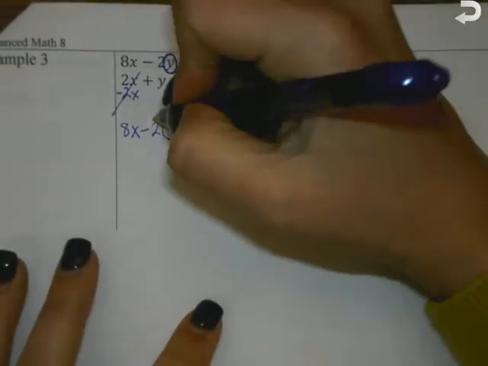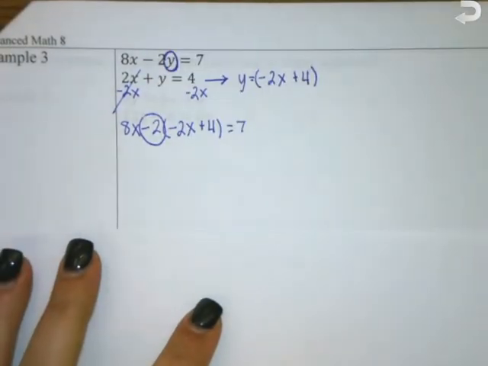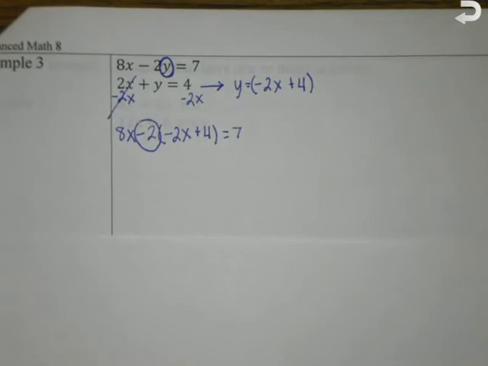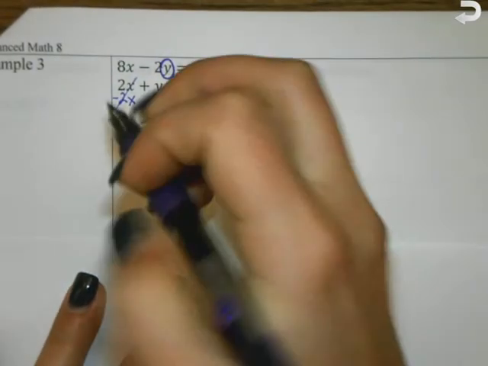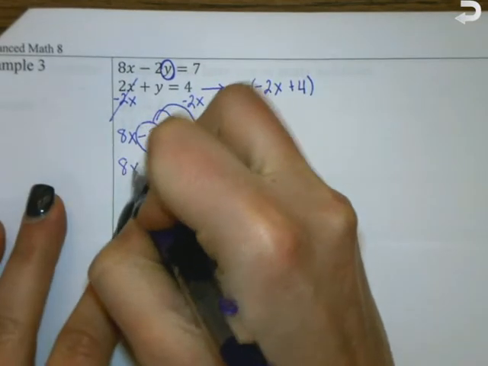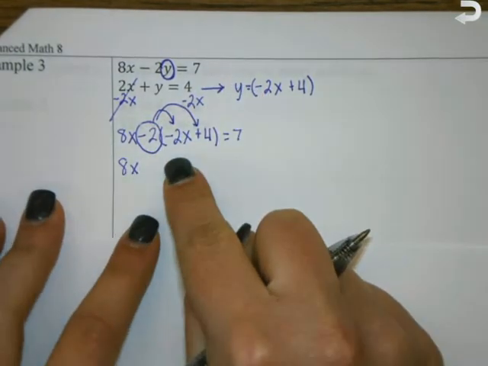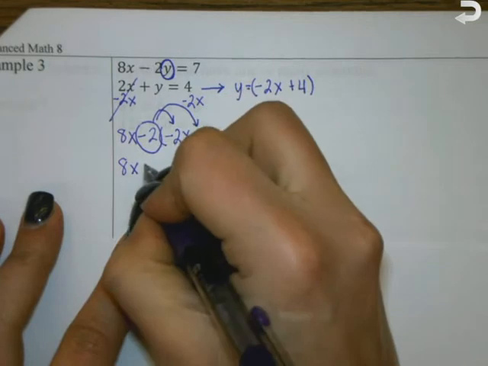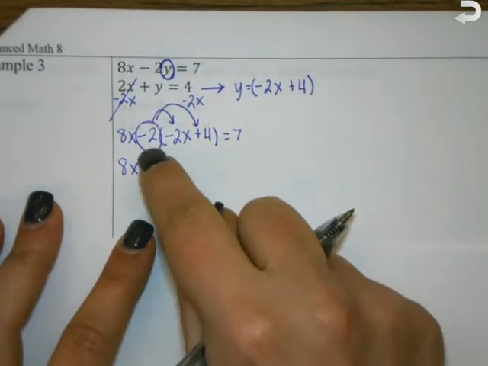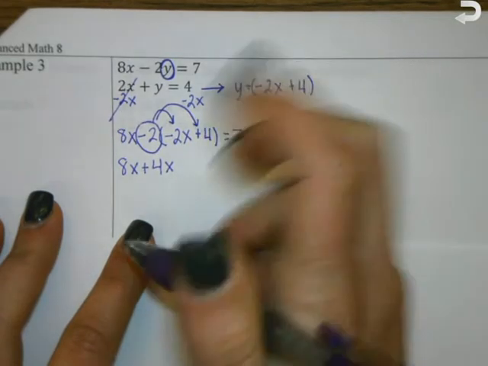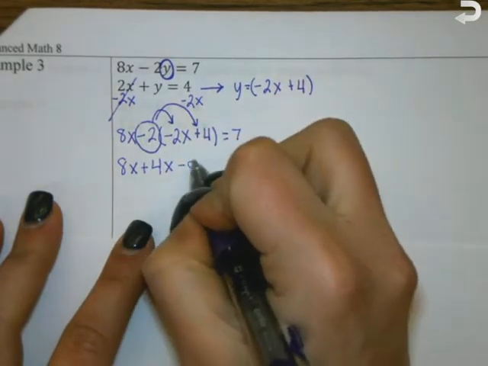Good. Distribute the negative 2. Remember that sign is attached to it. So I always circle it and then draw my arrow to show my distributing. So that's going to give me 8x. What's negative 2 times negative 2x, guys? Positive 4x. And negative 2 times positive 4 gives me negative 8 equals 7.